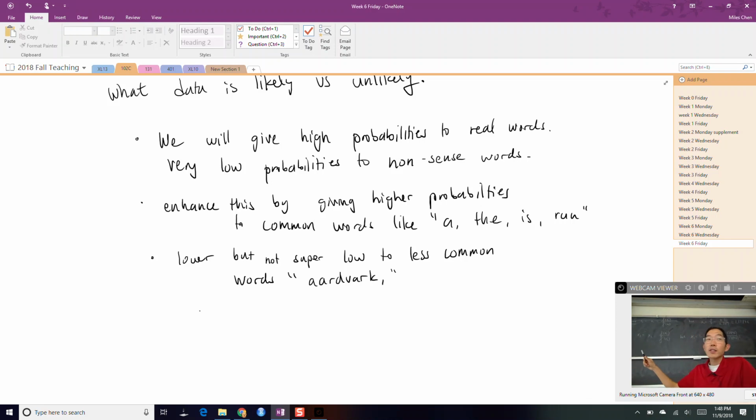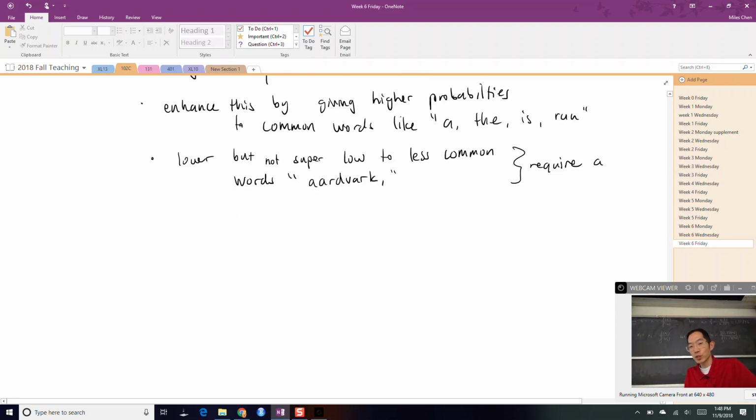And we could implement this. This part, the lower but not super low probabilities, will require a resource listing word frequencies. So we might be able to find something that says these are all the words in the English language, and these words are more common and these words are less common. That will require some kind of resource, but we might be able to get one.